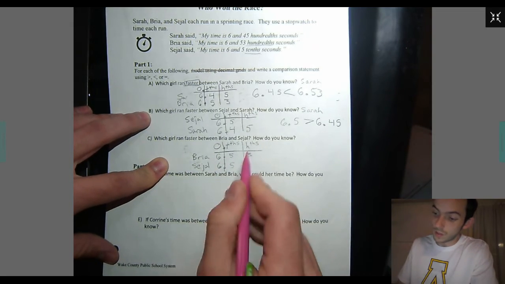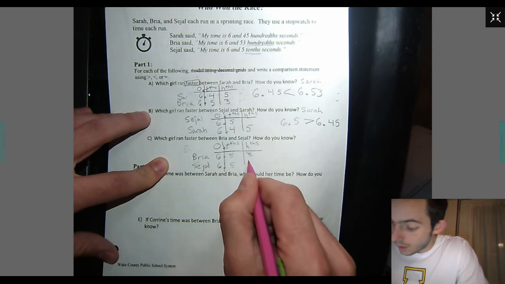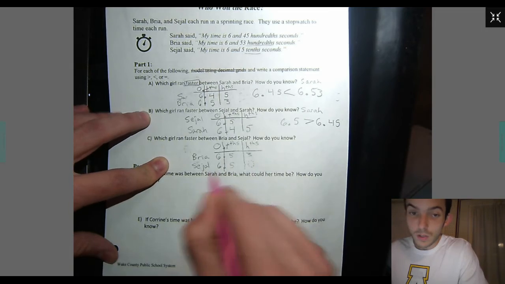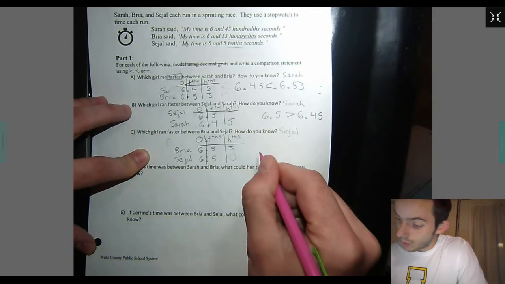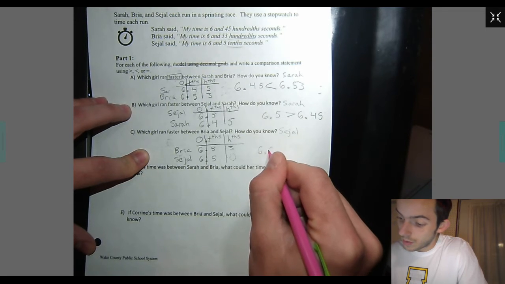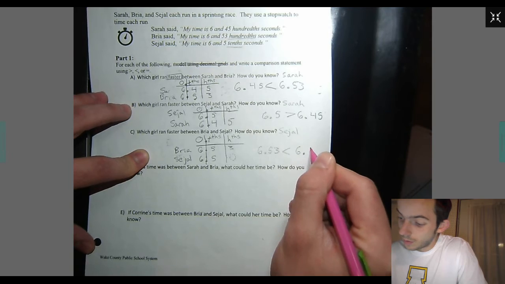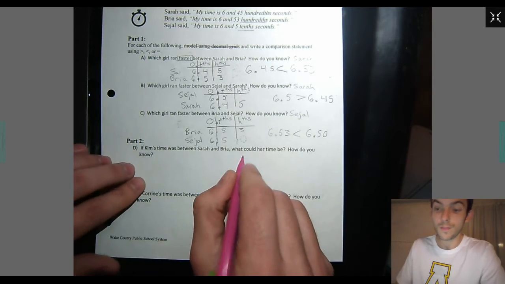Who is faster? Well, we look at the ones, they're the same digit. Tenths, they have the same digit. The hundredths, we can assume that this is a 0. So the faster time would be Sejal. And you can write your comparison however you like. I'm going to choose this one. See, lining the place values up is very helpful for students.